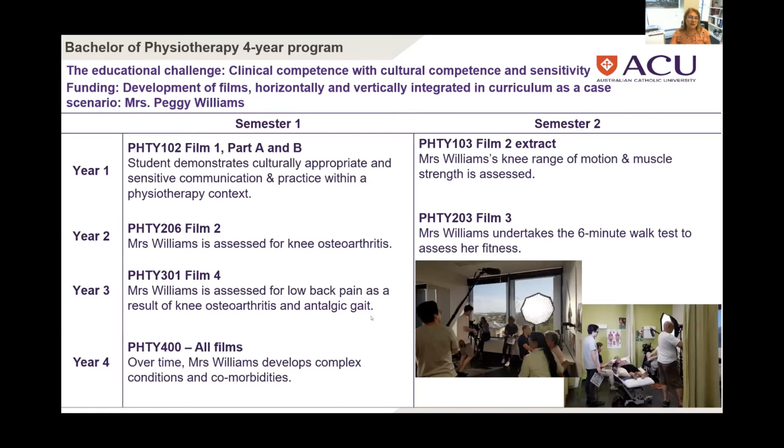And then because she's once again continuing to experience problems, she also had risk factors for developing other comorbidities. In the 4th year, just before the students go out on their clinical placements, they actually meet Peggy again, or Mrs. Williams, and they work within the healthcare context on how to manage her complex conditions and comorbidities.